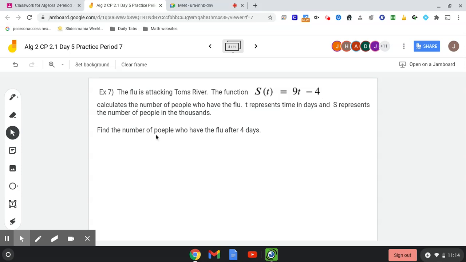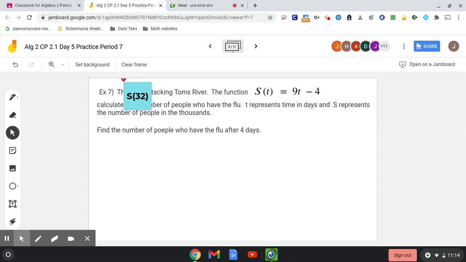So guys, find me the number of people, oh, I spelled people wrong. Find the number of people who have the flu after 4 days, and then we're going to stop after this one. How many people have the flu after 4 days? Just be careful. Make sure you tell me your number in the correct interpretation. And then just because of time, as soon as you think you know the answer, you can throw it up there. Just be careful how you write your answer.